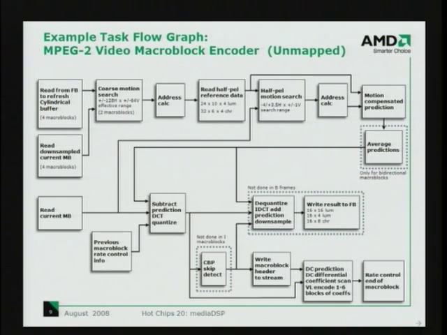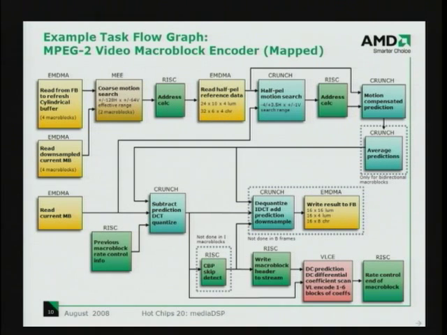So you don't need to look at all the details in this slide, but just taking a look at the general idea of the programming model, this is an example of a task flow graph for an MPEG-2 video macro block encoder. And so once your algorithm is worked out, the programmer will start here and expose the parallelism of his application by using a task flow graph sort of notation.